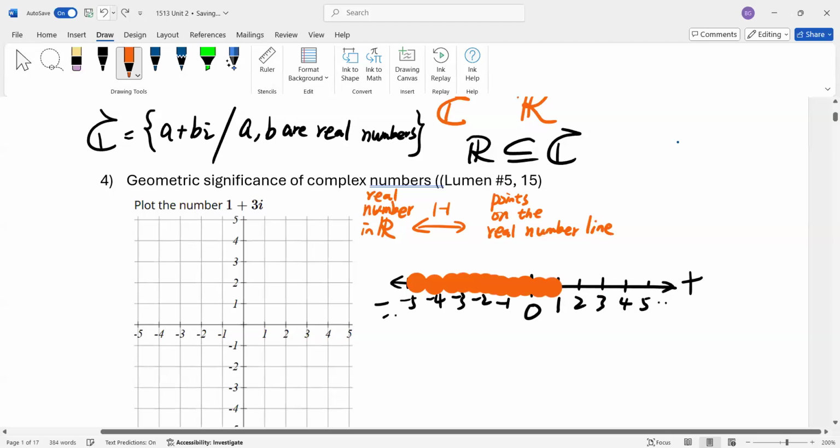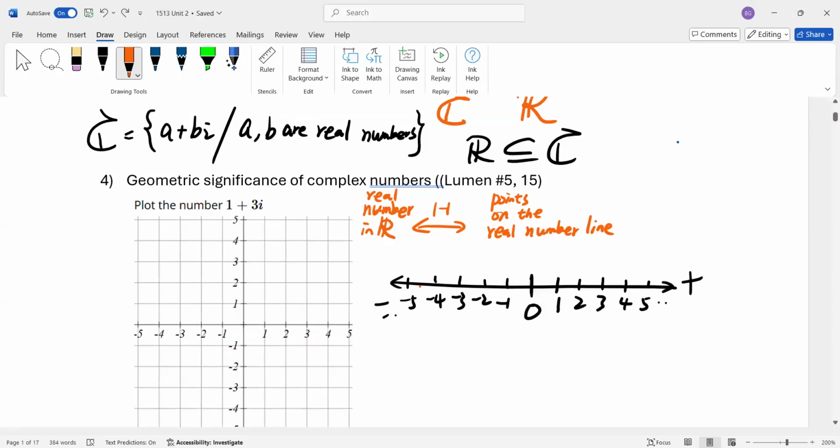In fact, there is a one-to-one correspondence relationship between the real number in a real number set and the points on the real number line. That means for any real number, there is a unique point on the real number line representing it. Vice versa, for any point on the line, there is exactly 1 real number corresponding to the point. And so sometimes we don't really differentiate one from the other.